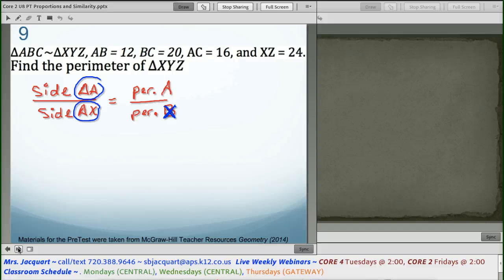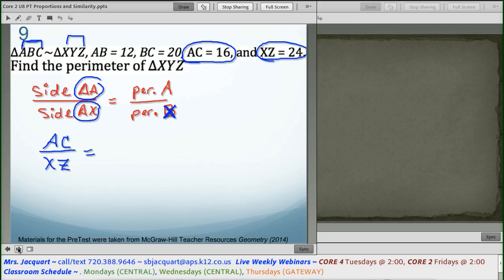So we know XZ. XZ is the first and the last. So what side do we know? The first and the last. It's going to be AC. So those are the two numbers that we are working with. So I'm going to have AC over XZ equals perimeter of A over perimeter of X.